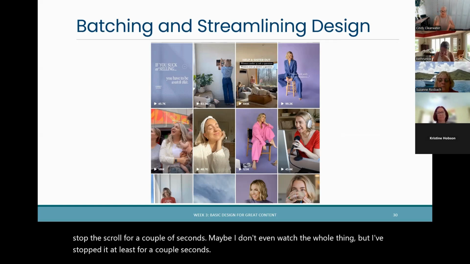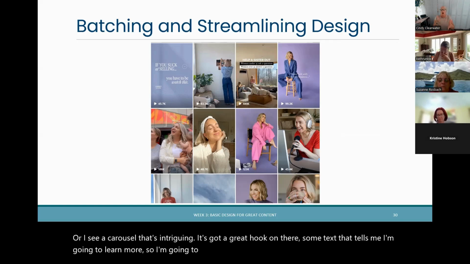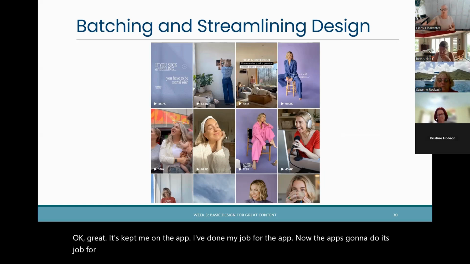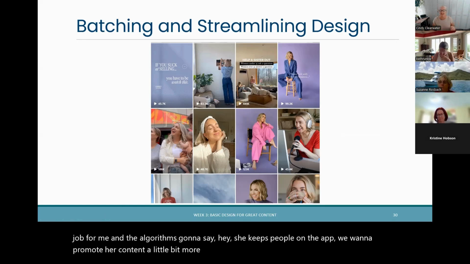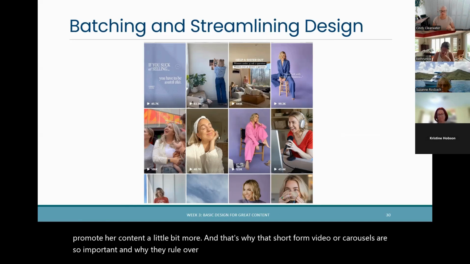Or I see a carousel that's intriguing. It's got a great hook on there, some text that tells me I'm going to learn more. So I'm going to scroll through. Okay, great. It's kept me on the app. I've done my job for the app. Now the app's going to do its job for me. And the algorithm's going to say, hey, she keeps people on the app. We want to promote her content a little bit more. And that's why short form video or carousels are so important and why they rule over single image posts.